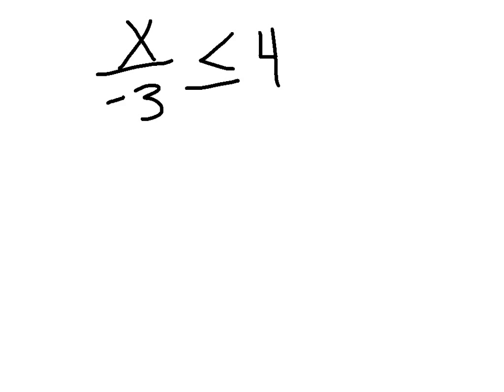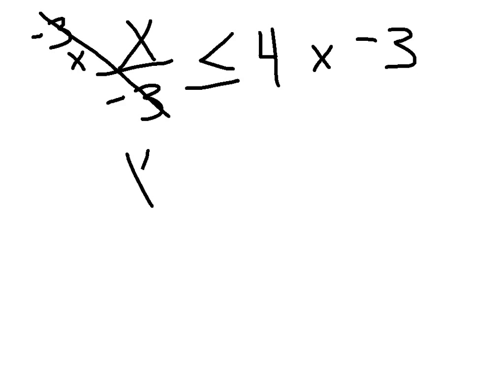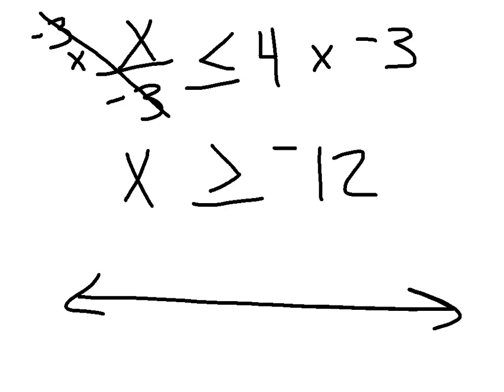Okay, let's solve this inequality for x. Since x is being divided by a negative 3, to get x by itself, we must multiply by a negative 3. That crosses each other out. Whatever we do on one side, we must do on the other. Remember our rule, though. Whenever we multiply or divide by a negative number on both sides, we have to switch our inequality. 4 times 3 is 12, and since our signs are different, our answer is a negative. And then we should graph our inequality.